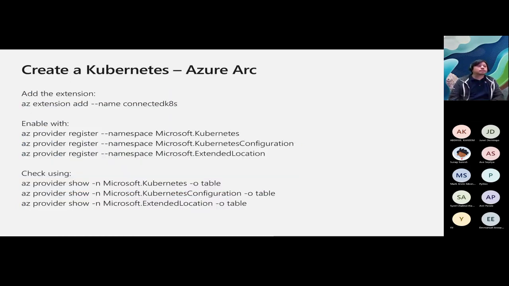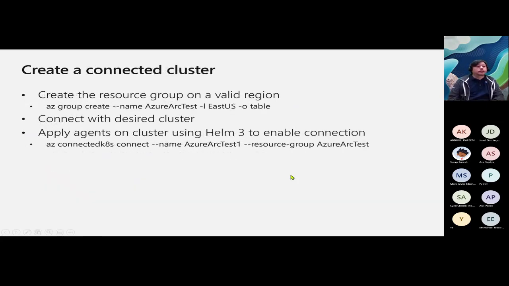And how can you do this? You just need to add this extension to your AZCLI, and you need to enable these three providers. And you can check if they are enabled on your subscription using these commands right after. Okay. And after that, you run a command where you simply create a resource group in a specific region that is compatible with the Azure Arc.